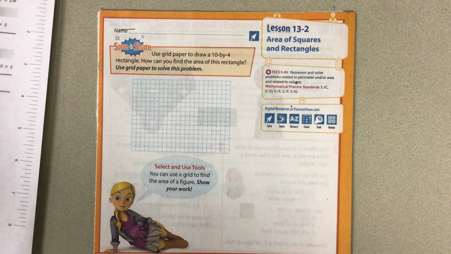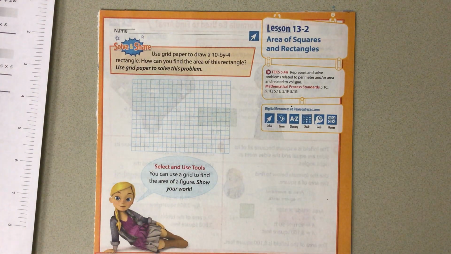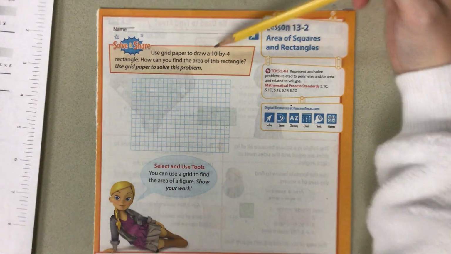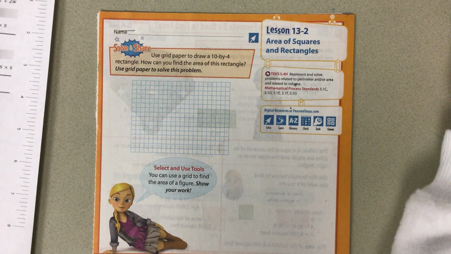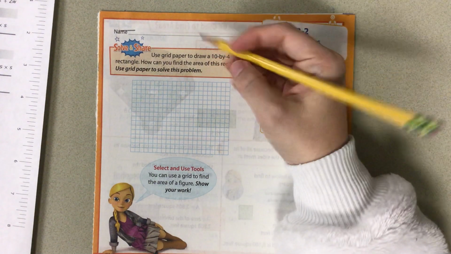Lesson 13.2, area of squares and rectangles. So we're going to use this grid paper and we're going to draw a 10 by 4 rectangle, and then we're going to talk about what the area is.